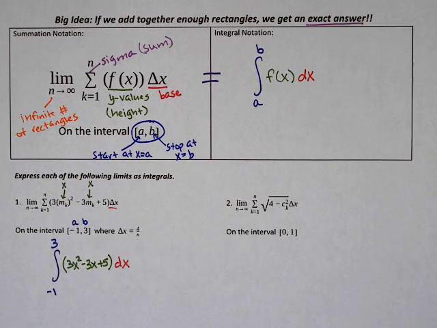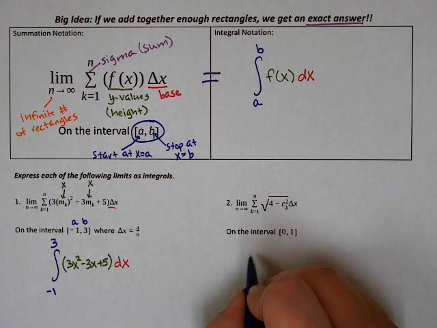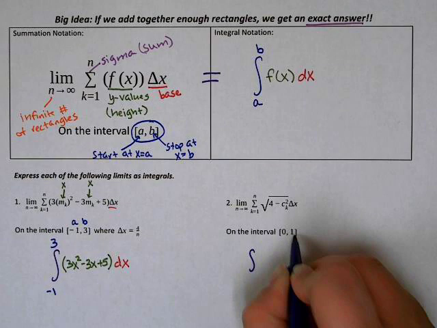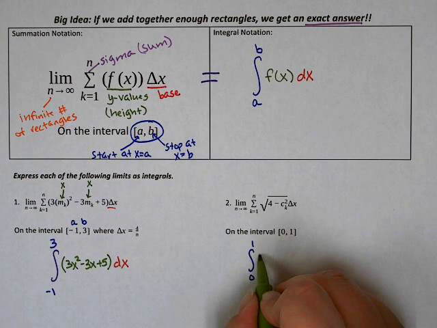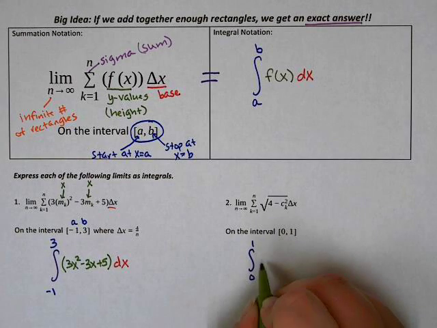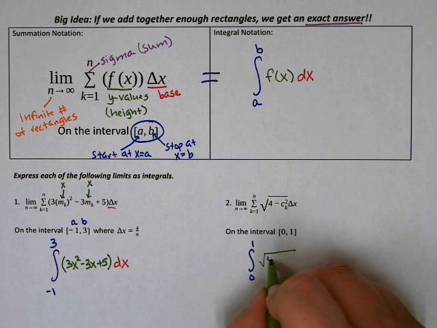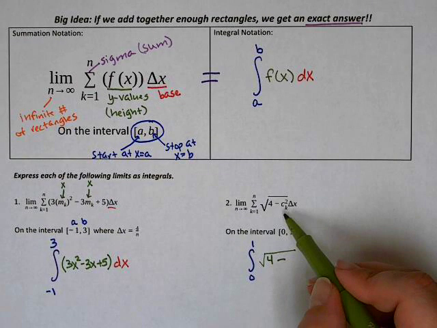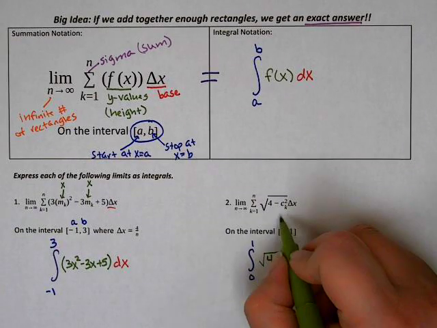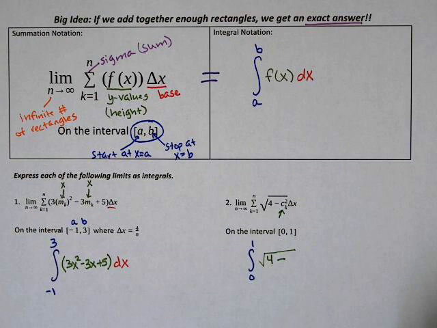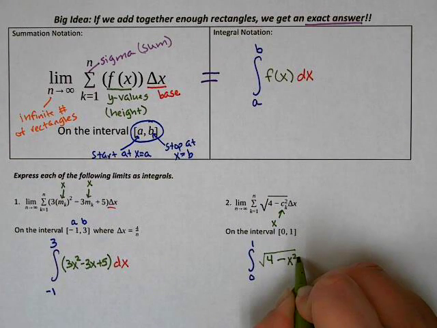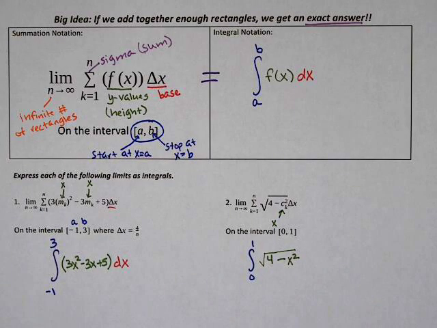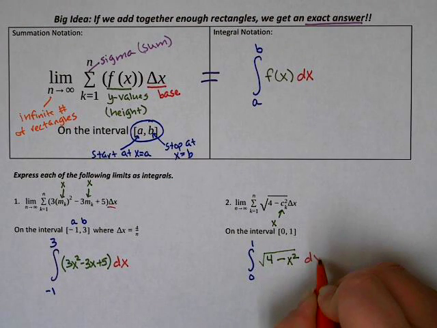For number 2, it's very similar. We're going to make our integral symbol. We're going on the interval from 0 to 1. If we take a look at our function, now it's a little different. We've got the square root of 4 minus, and we've got this weird c sub k squared. That c sub k, again, just means the specific x values that we're adding up, and so we're going to replace it with an x. So it's going to be x squared, and then we close out our integral with a dx.